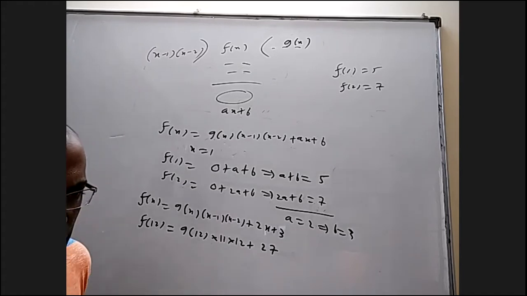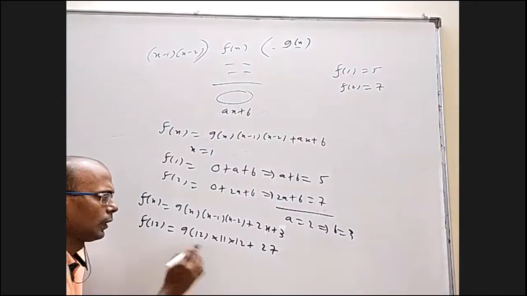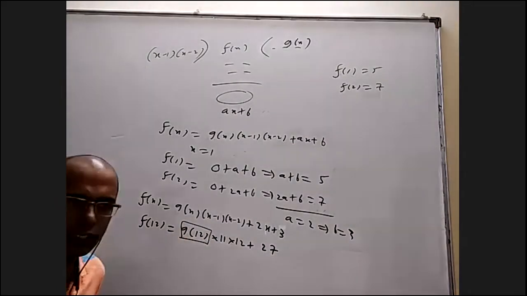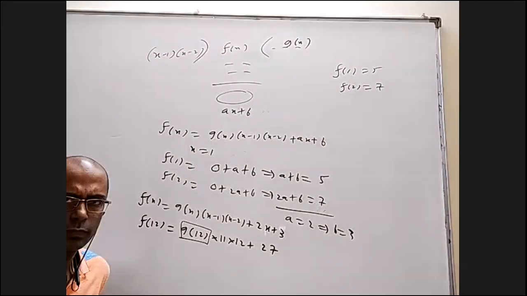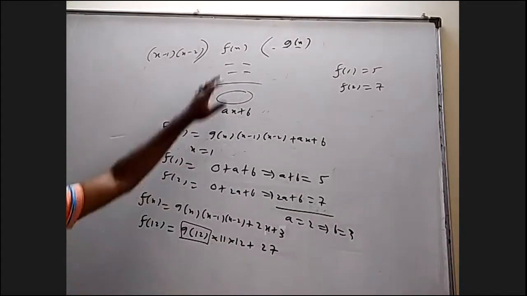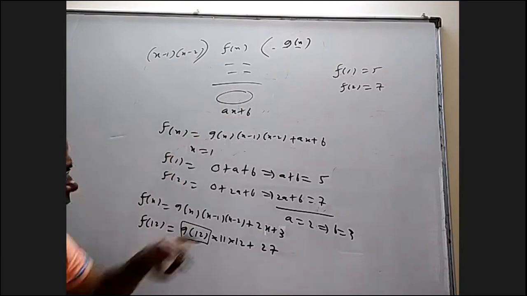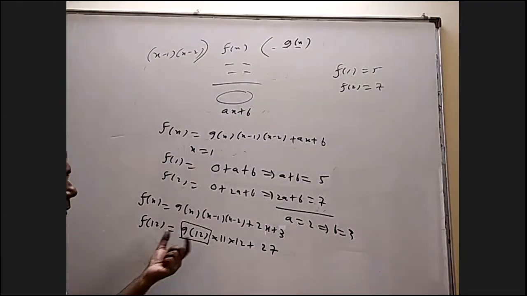I will tell you what the different possible values of f of 12 are. One may say I don't know anything about g of 12, but we know one thing, that g of 12 has to be an integer. Am I right? Yes, sir. f of x has all integer coefficients, so g of x also should have all integer coefficients. If something has integer coefficients and the x value substituted is an integer, it should be an integer. That means it can be 0, it can be 1, it can be 2, it can be 3.